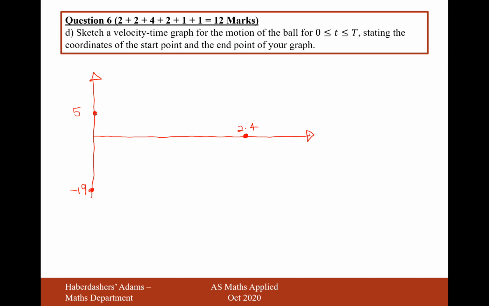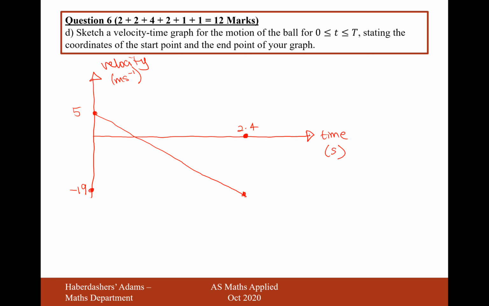So it's pretty much just going to be a straight line from here to here, where the gradient is going to be minus 10. So this is going to be velocity in meters per second, and then this is time in seconds.